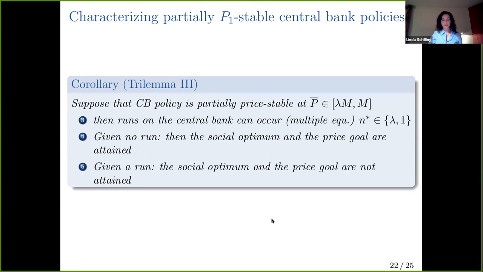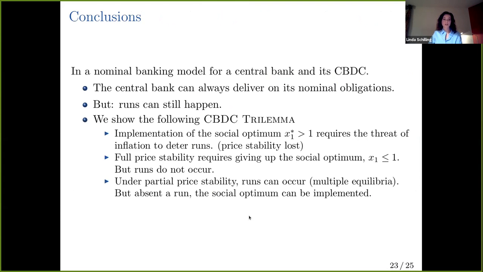I will conclude and then I will give you a brief forecast of what else the paper does. So first of all, I've shown you a nominal banking model for a central bank and its CBDC. We show that central banks naturally can always deliver nominal obligations, but central bank runs can still occur either in the form of rationing or in the form of runs on the price level.